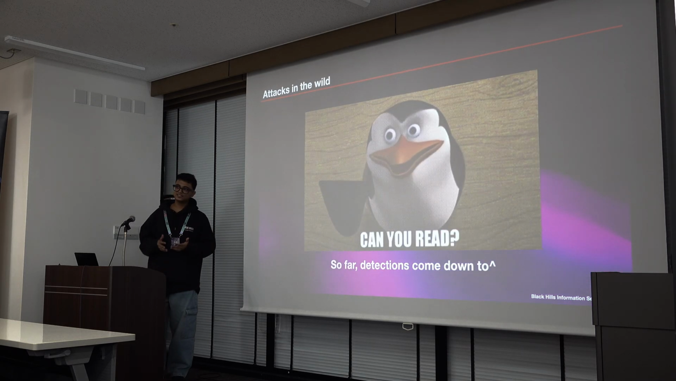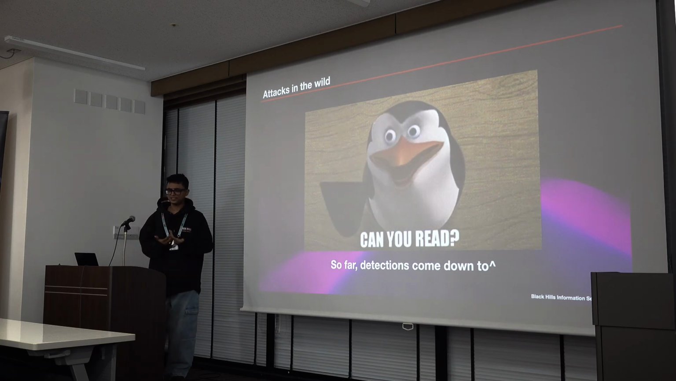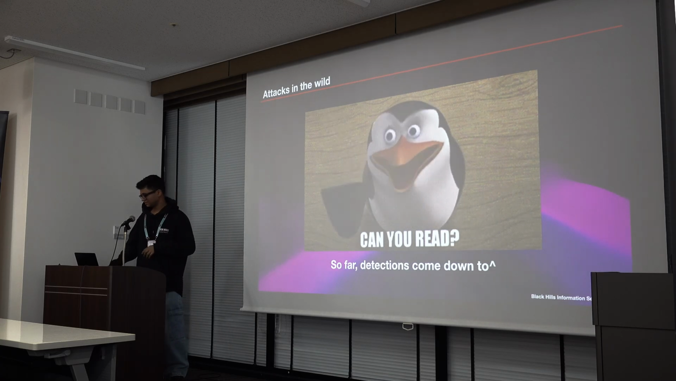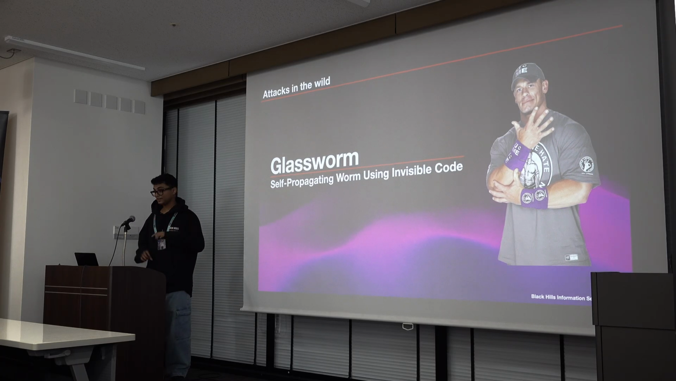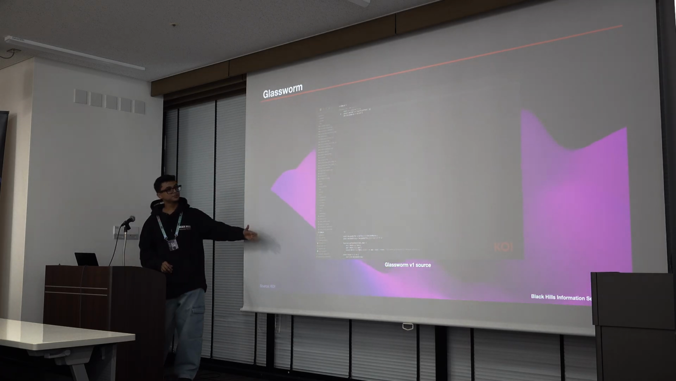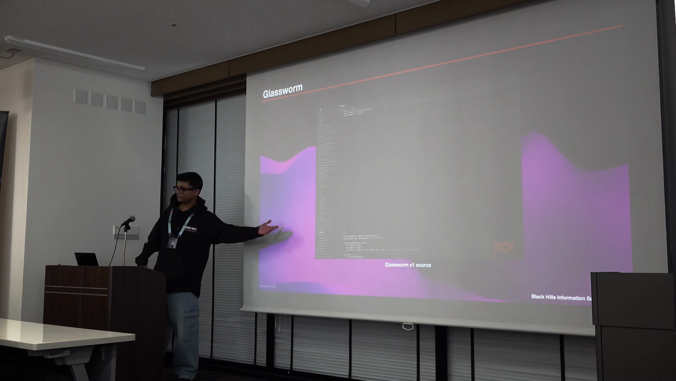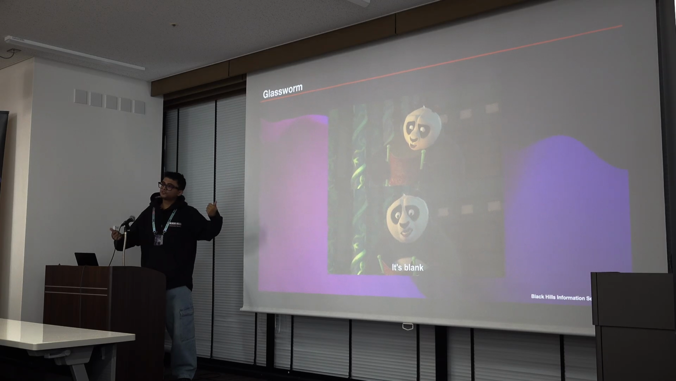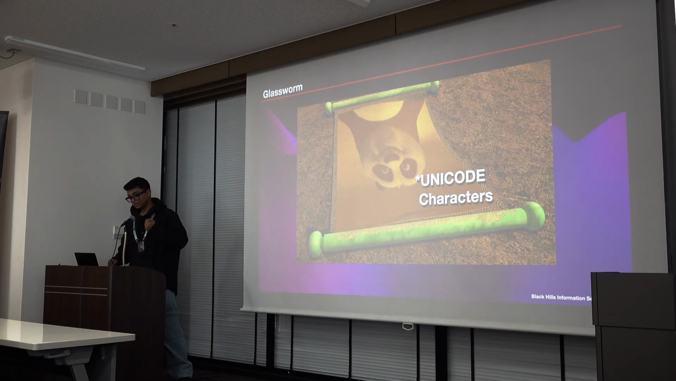But so far, all these detections have come down to a very simple thing: can you read code? If I give you this code, beautify it a bit, you can say, okay, this looks malicious. This is where the genius of the first GlassWorm code comes in, where it was self-propagating malware. But the interesting thing about it was, if you look at this source file, what's there? There's absolutely a big blank part. So if you look at the source file, you might think, hey, this whole thing is empty. But it turns out it was not.